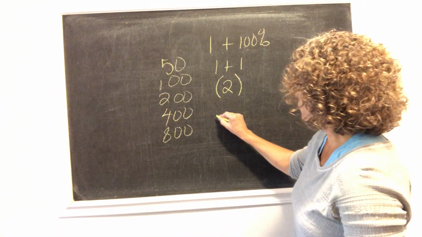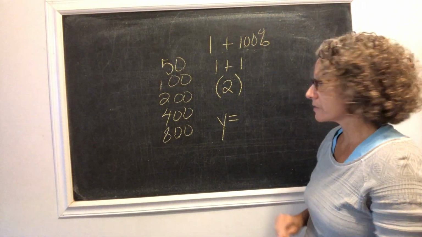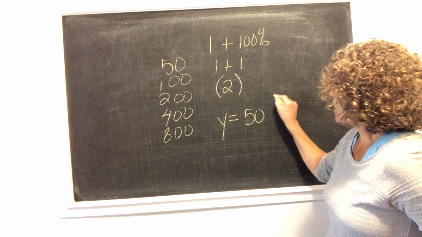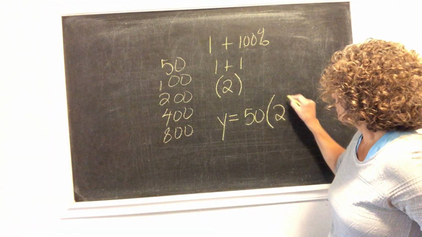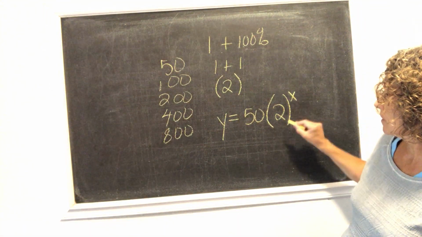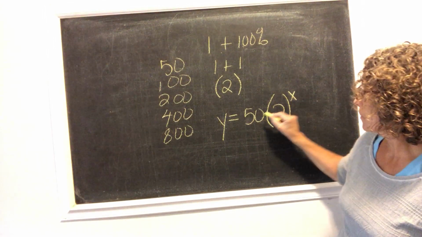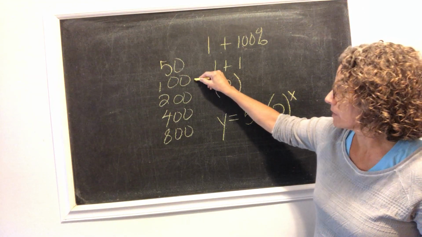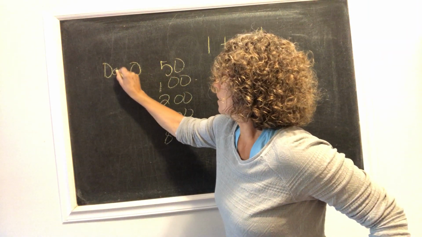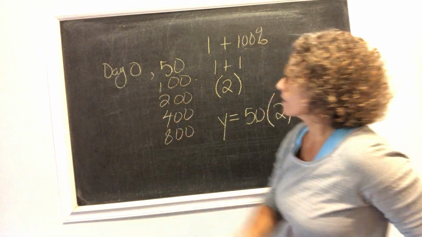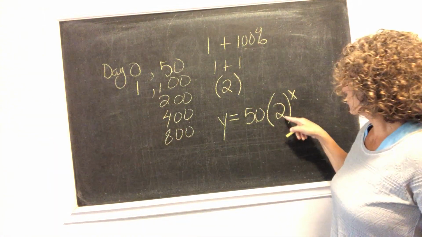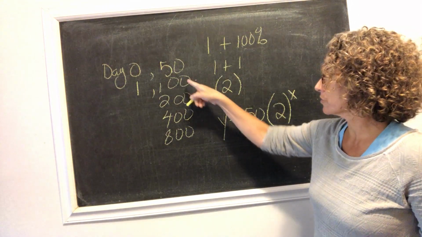So my exponential equation then would look like this. y equals 50, representing my original amount, times 2 raised to the x power. So on day 1, 2 to the first power times 50 gives me the 100. So starting out on day 0, I start out with $50. So (0, 50). On day 1, 2 to the first times 50, $100.